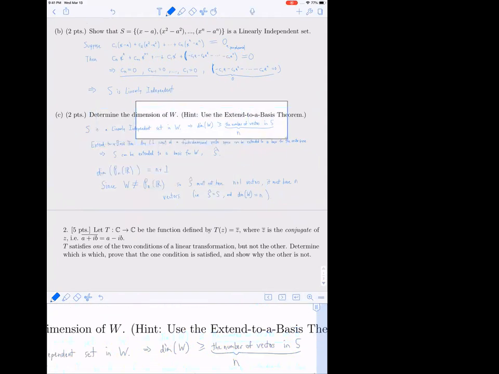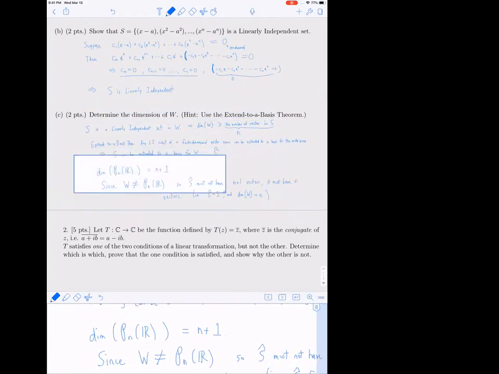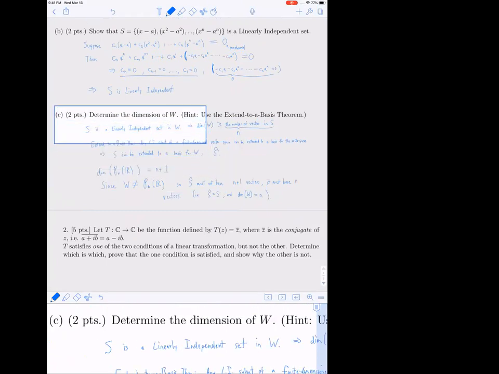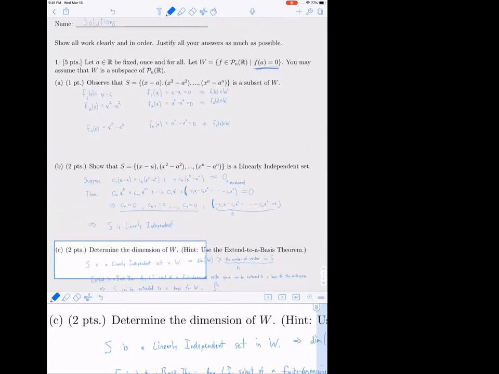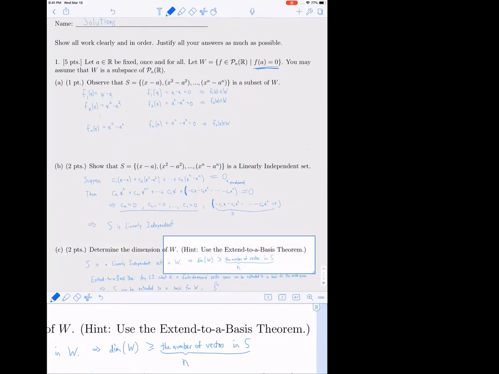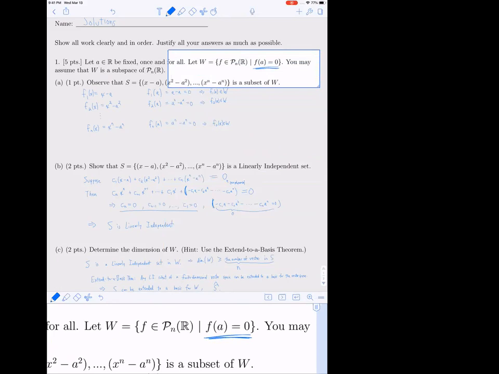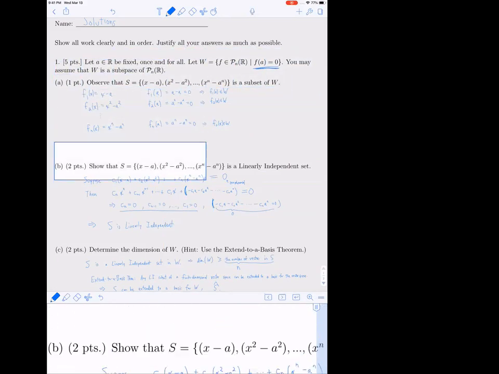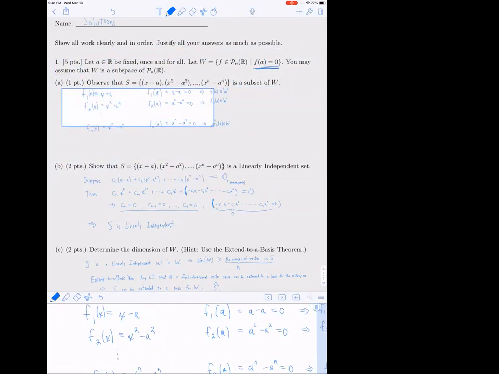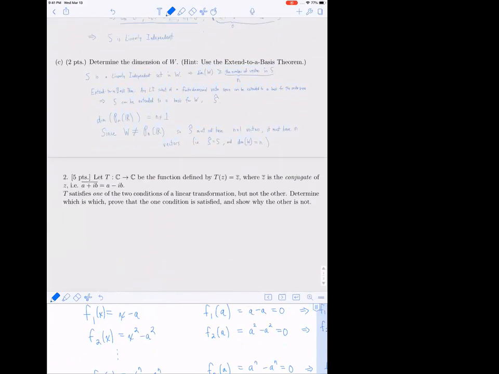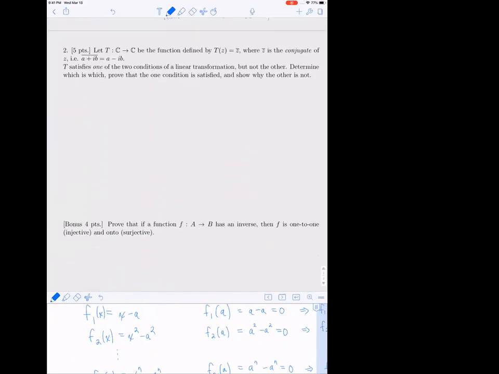So this is kind of a cool argument. This is a slick point, but it's a nice use of the extend to a basis theorem. And I think it's really especially important that you guys understand how to do part A and part B. So please feel free to follow up if there are any questions. I want to make sure those are very solid as we move on.